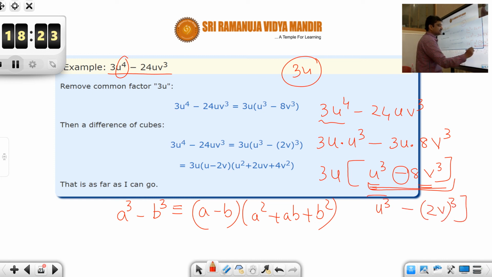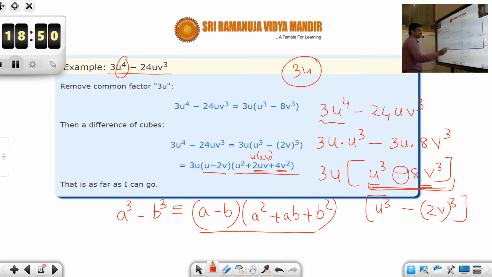So the given expression we can write in this form, a³ minus b³. So let's use this identity, a³ minus b³ is equal to (a minus b) times (a² plus ab plus b²), to factorize. If you factorize, you will get (u minus 2v) times (u² plus ab. ab means u into 2v, so that is 2uv, plus b², that is (2v)², so 4v²). So this is all we can factorize over here.